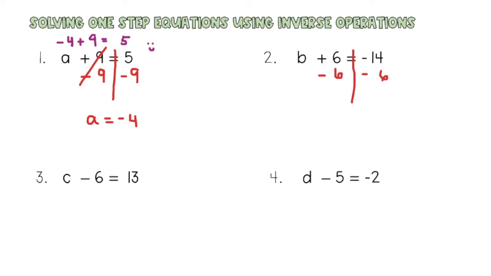Positive 6 and negative 6 cancel out to be 0, and I'm left with B all by itself. Negative 14 minus 6. I'm getting even further away from my 0 on the number line, so together these two numbers make negative 20.